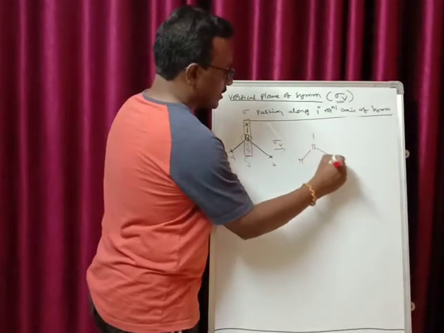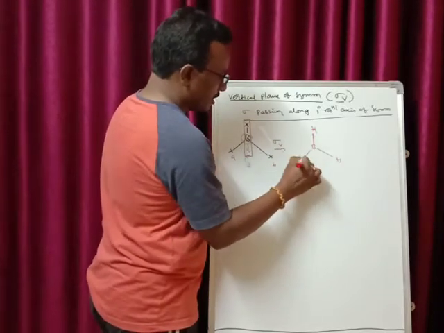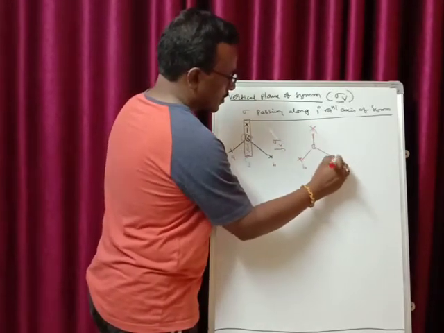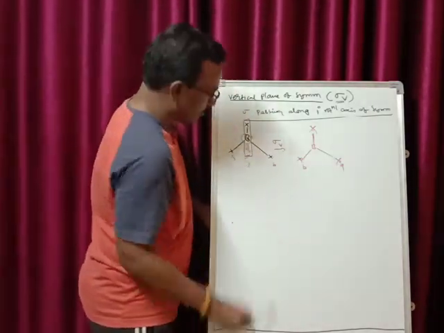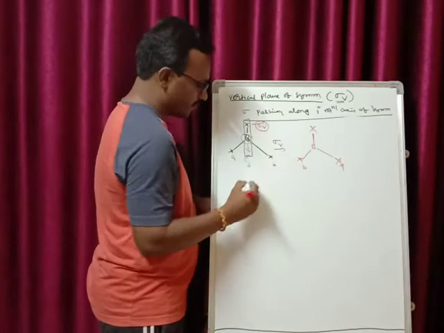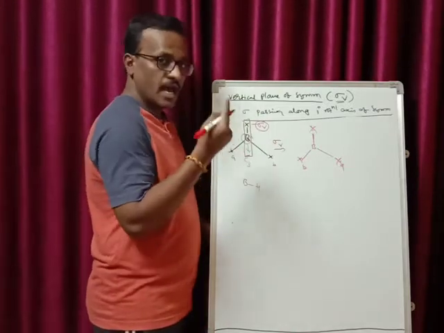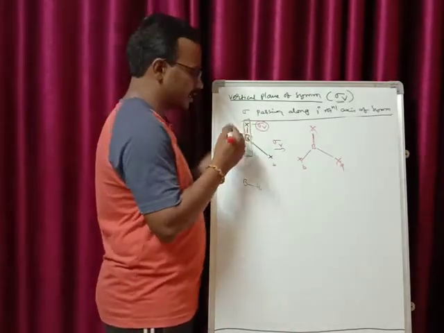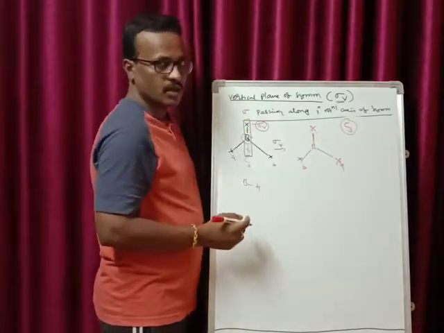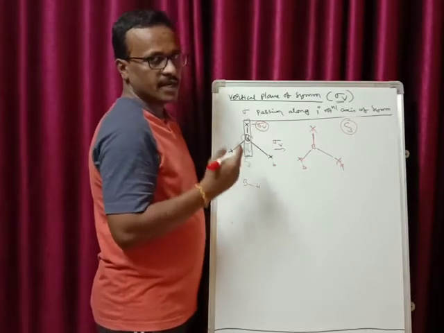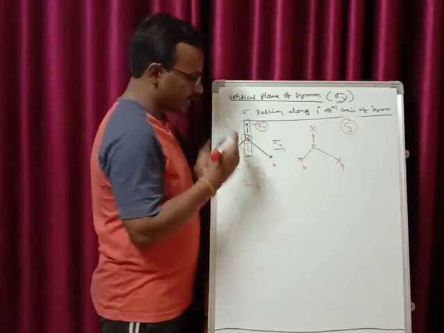Now what happens? This XB will reflect XB, and XA reflects to the either side. Now if you see this sigma V, this sigma V is passing through what? Boron and the X atom. The sigma V is passing along with the principal rotational axis of symmetry, that is C3, and also passing through the BX bond. So the vertical plane of symmetry in case of BX3 is along the BX bond.